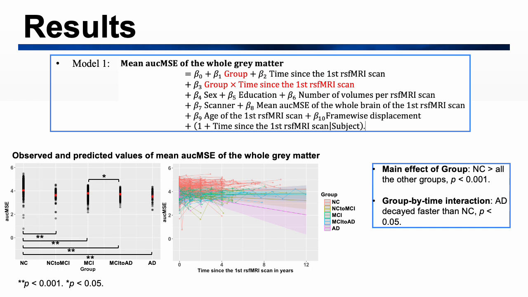With respect to Model 1, we found a significant main effect of group. The normal control had greater global AUC MSE than all the other groups. We also found a significant group-by-time interaction. Global AUC MSE in the Alzheimer's group decayed faster than the normal control.